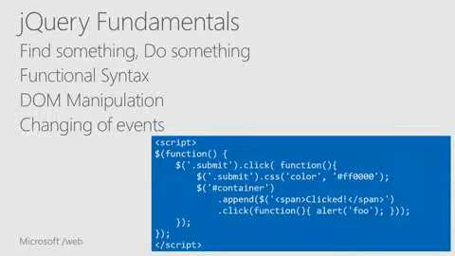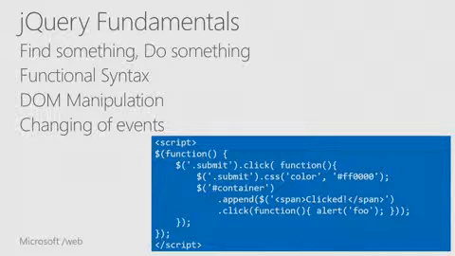Exactly. So find me elements with a class of submit, and then when their click event is raised, run this function, this anonymous function. What it's going to do is further find the submit elements again, change their color to, is that red? It is red. And then go off and find an element with an ID of container. So that's the hash container or pound container, depending on what country you're from. So dot for classes, hashes for IDs.